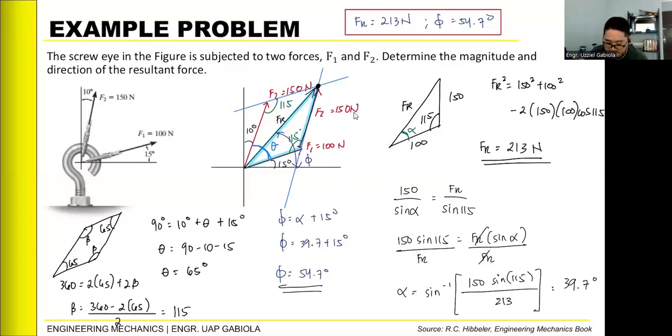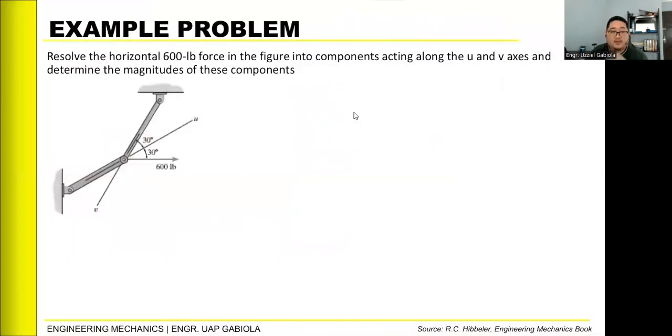Okay, next one. Okay, so resolve the horizontal 600-pound force in the figure into components acting along U and V axis and determine the magnitude of these components. Okay, so pinapahanap lang yung magnitude ng component natin. So again, i-draw lang natin ng much simpler. So let's say ito yung ating U, no? Then ito yung ating V axis.